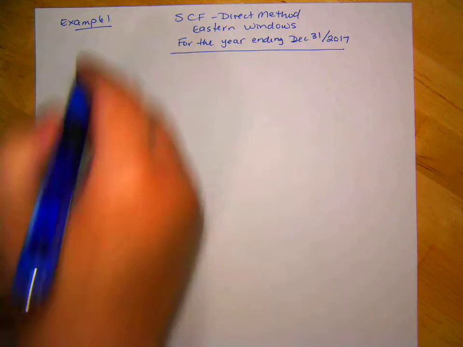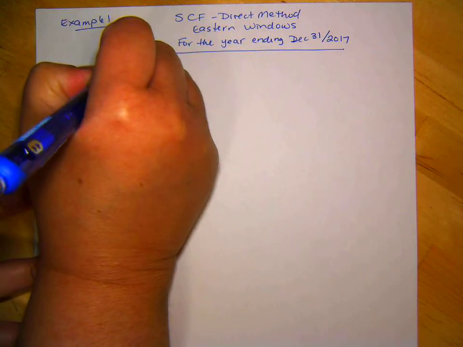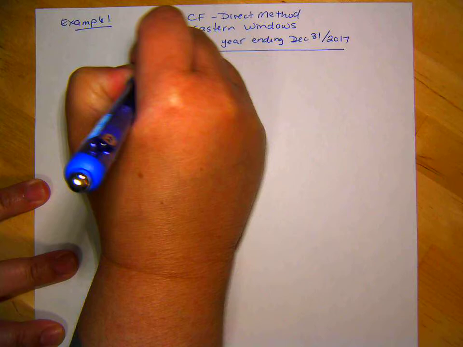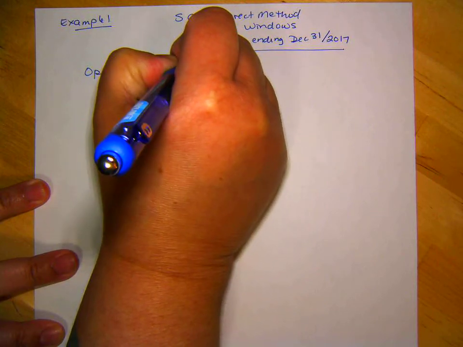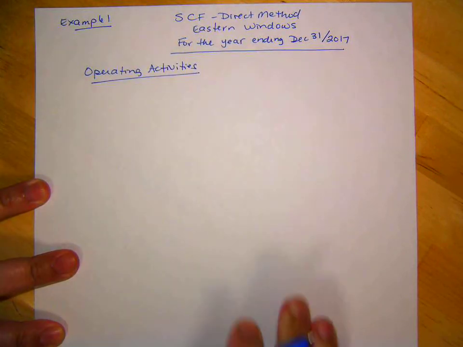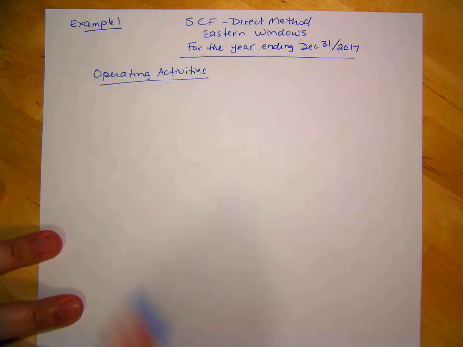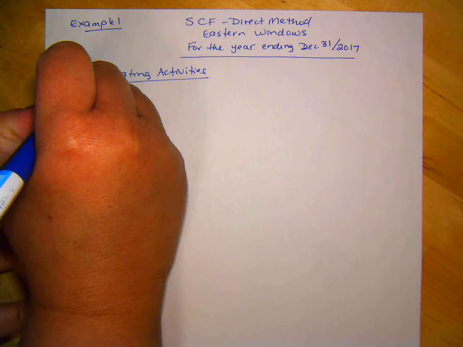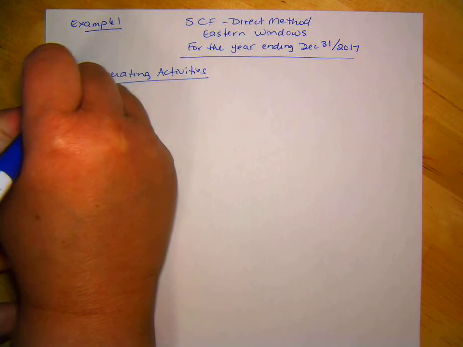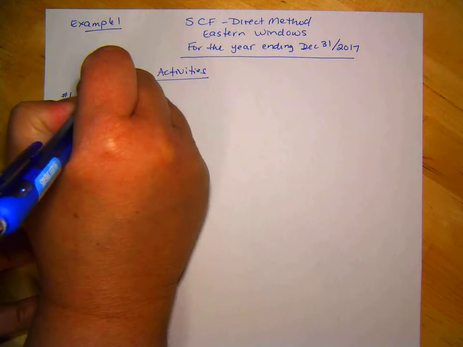Okay, so we're going to start with operating activity. And I suggest when you're doing these questions, kind of set out your 6 areas and then leave spaces and fill them in. So we know our first one is cash receipts from customers.